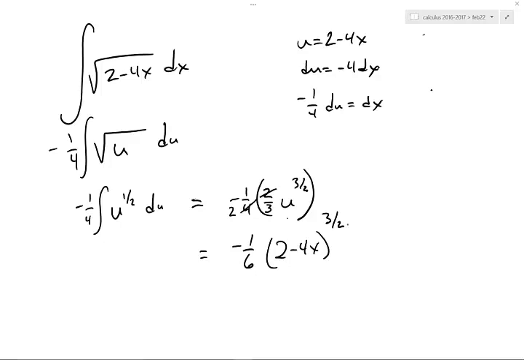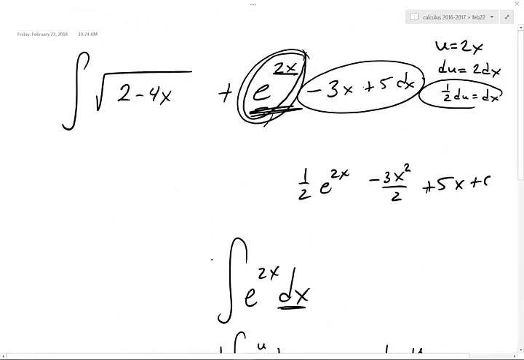You said it was 2 halves. So you take the 1/2 plus the 2 halves. When you take the antiderivative, you add 1. Oh, that's what we're doing. Yeah. All right, here we go. So then up here, it's negative 1/6. That is my answer right there.